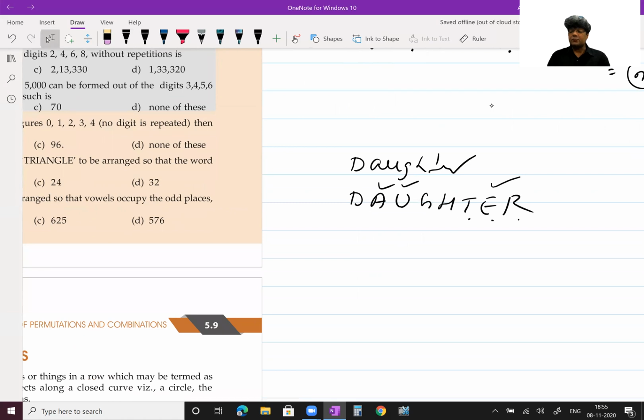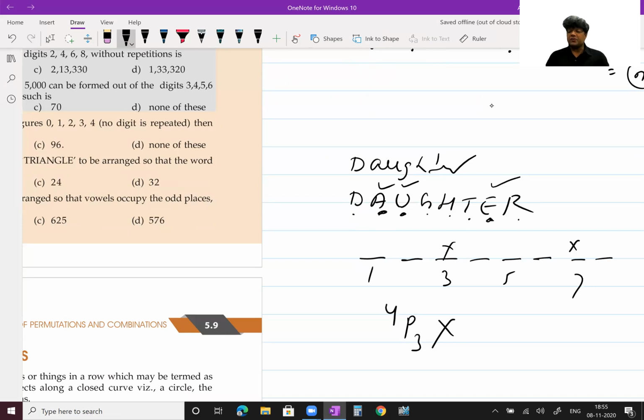How many places? 1, 2, 3, 4, 5, 6, 7, 8. Odd places means first, third, fifth, and seventh. And who is to come here? Vowels. How many vowels do we have? 3 vowels. In these 4 places, 3 vowels can come in how many ways? 4P3 ways. And so what will happen? 3 places are occupied. So 5 places are remaining: 4 even places and 1 odd place remaining.